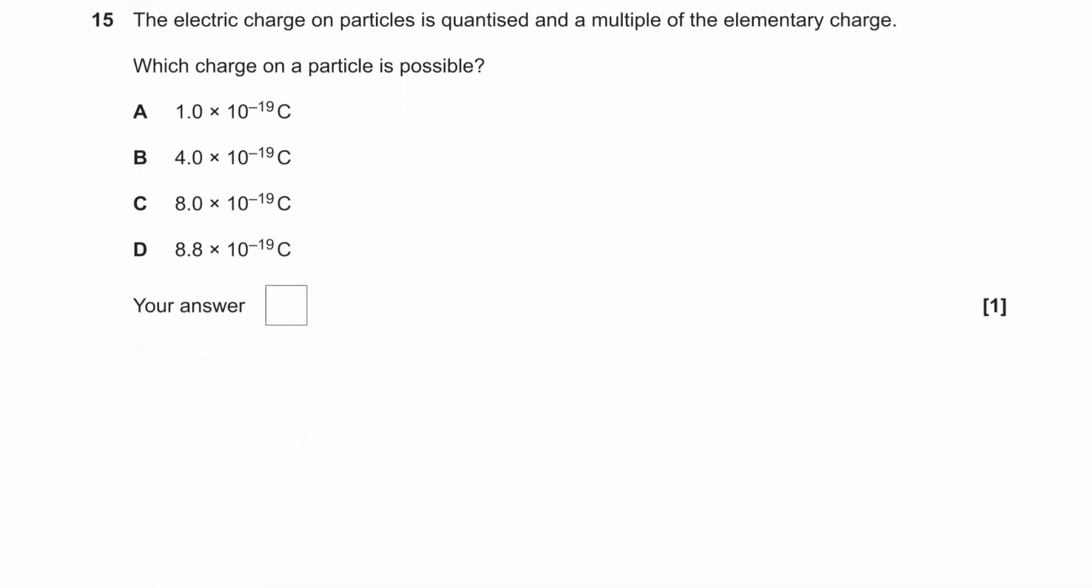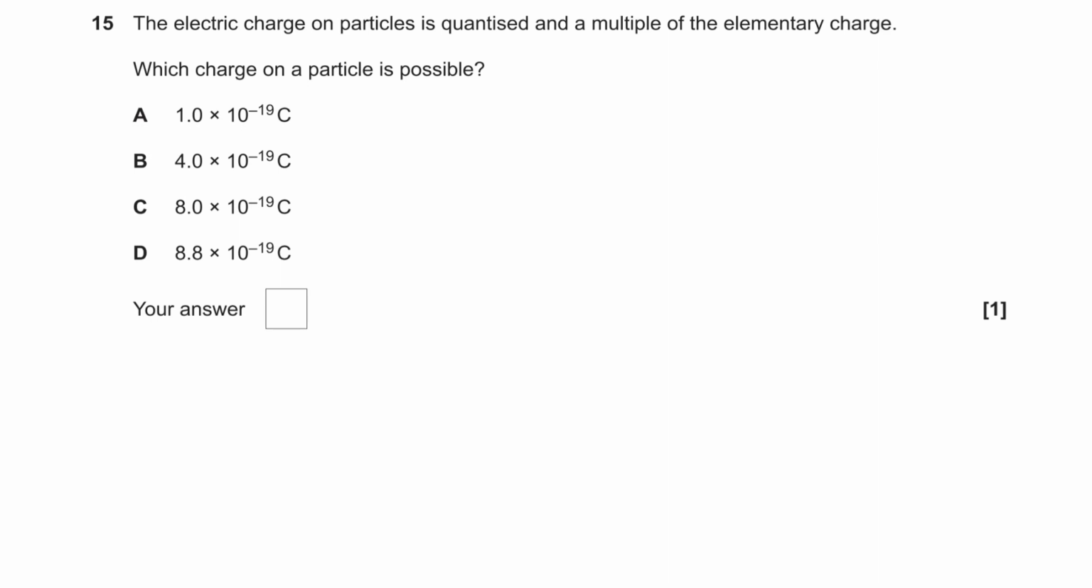15, we have an electric charge that is quantized and a multiple of the elementary charge. Which charge is possible? So we know the smallest charge possible is 1.6 times 10 to the minus 19. That's the charge of an electron. Okay, quarks can have a third or 2/3, but we're not concerned with that here.